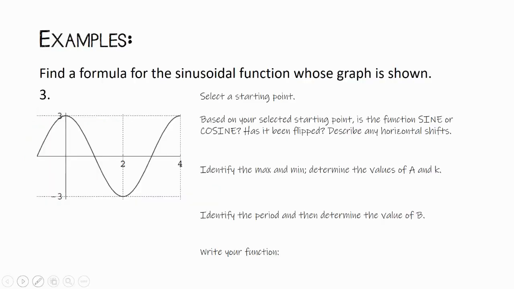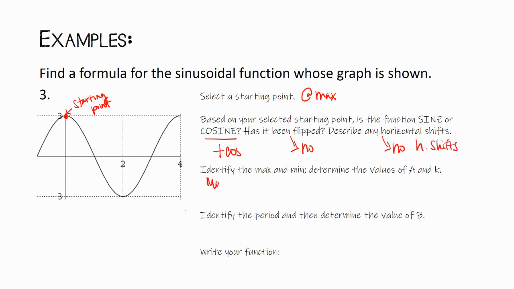So let's do a few examples. Example 3 says to find the sinusoidal function whose graph is shown. So we're going to find the starting point first. So our starting point is right here, and that's a maximum value. So we're starting at the maximum, which makes this a positive cosine function, and it has not been flipped. There is no reflection at all. Then, since it starts right on the maximum, there are no horizontal shifts either.